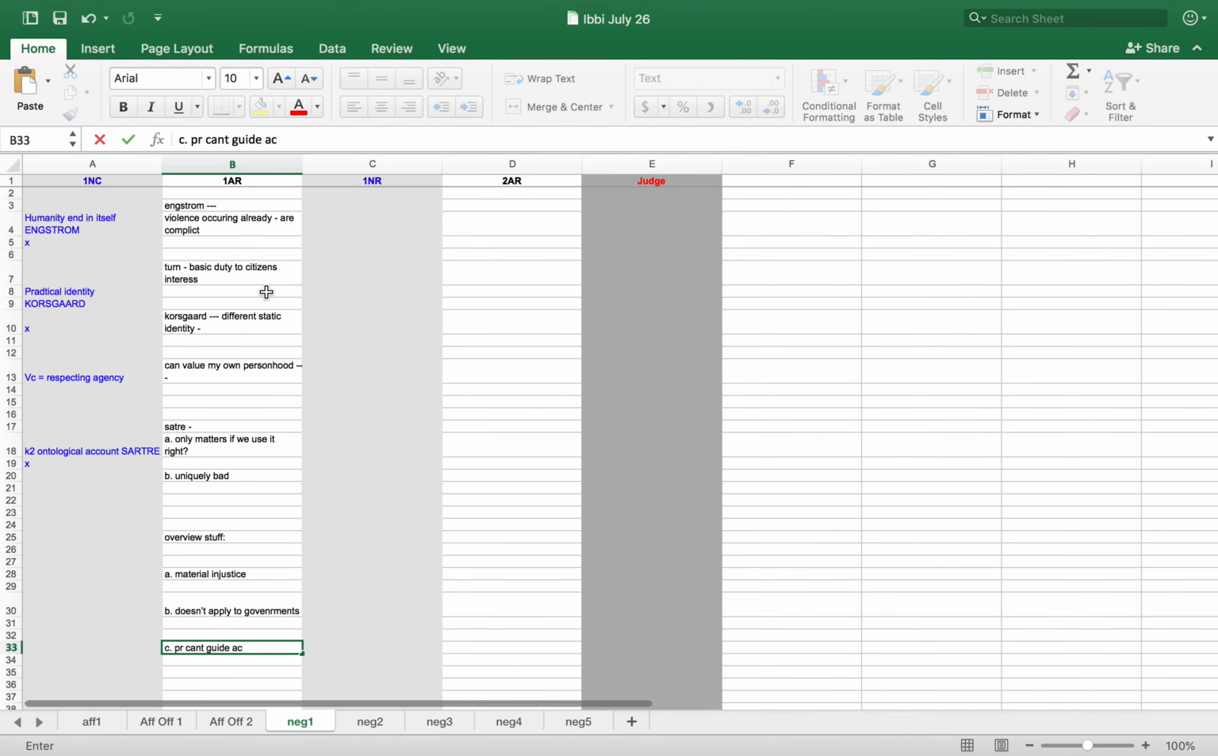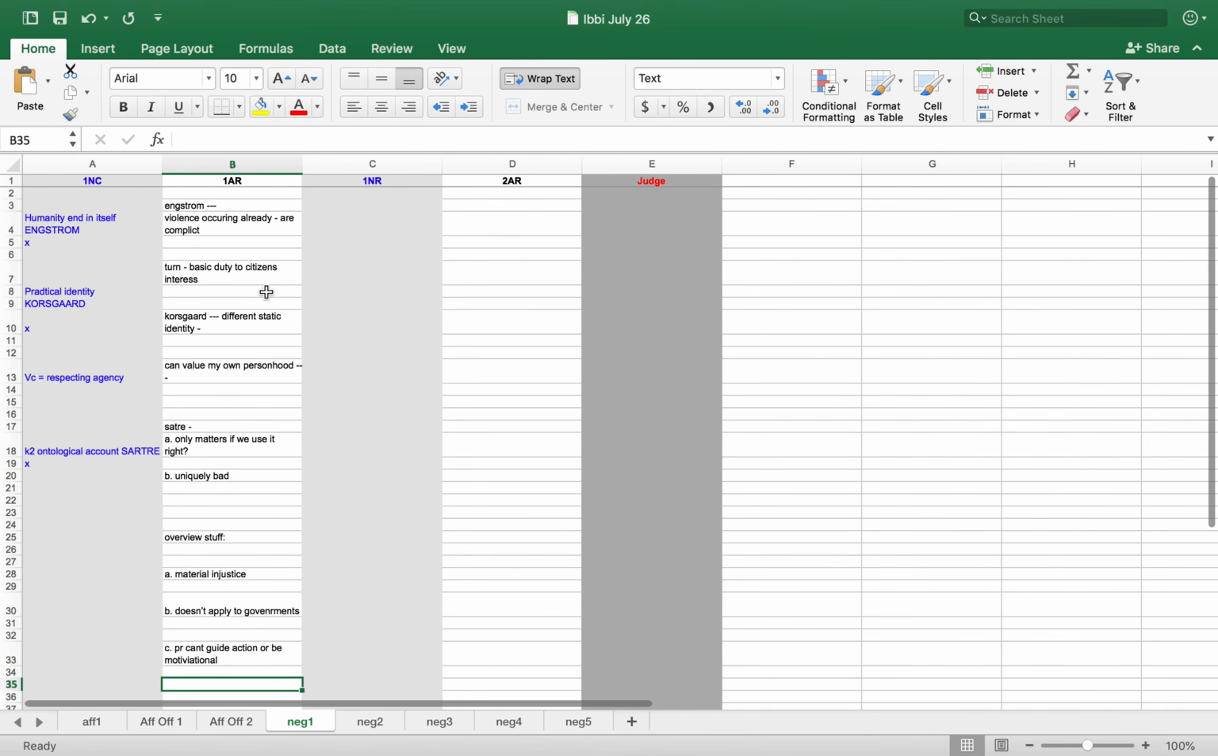Like even if I do a practical reason to do something, it doesn't mean I'm actually going to do it because it doesn't guide motivation. That was really long, I know. Yeah, so I thought that was definitely better.